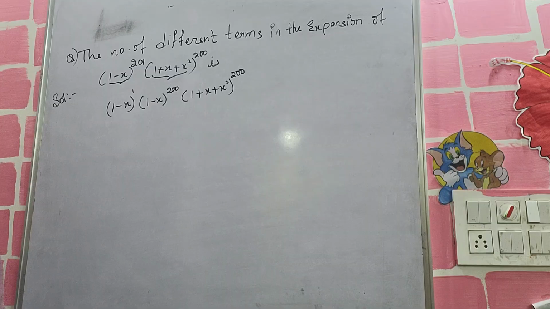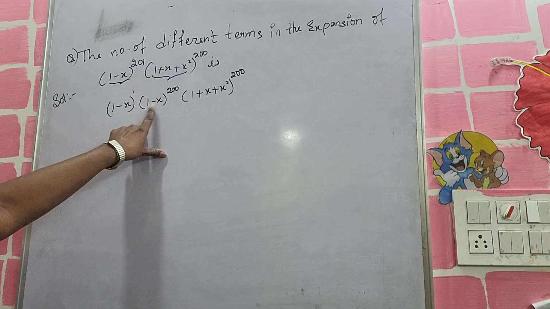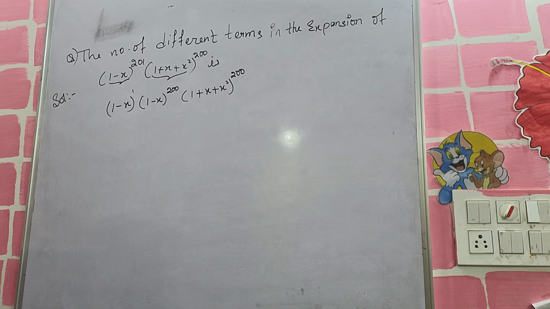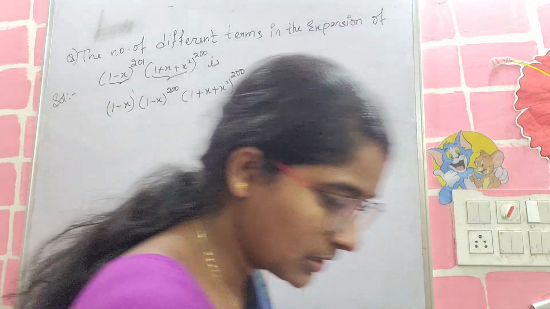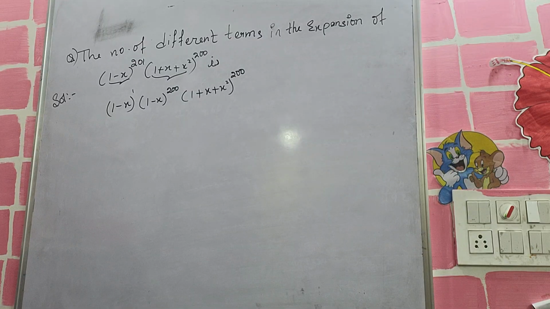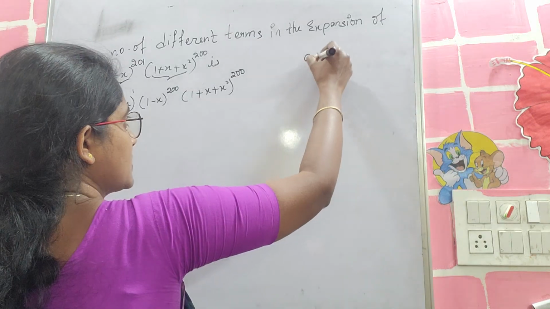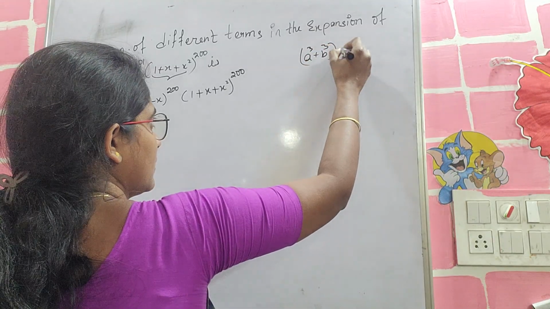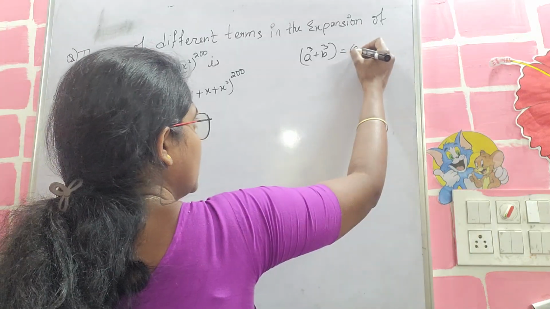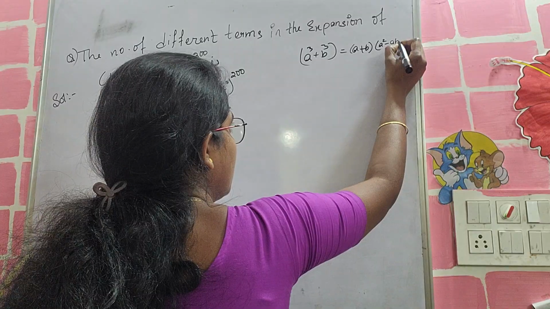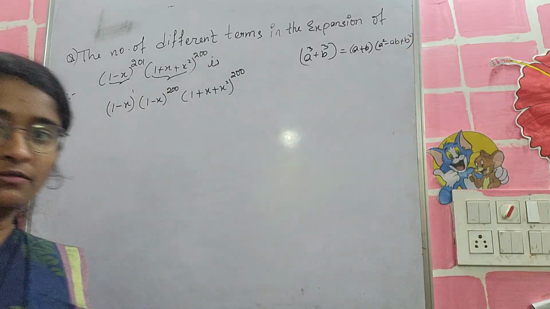Can you see any formula here? 1 minus x into 1 plus x square. I think, are we correct? The question is correct? Yes. So in this case, what is your formula? Do you remember the formula of a cube plus b cube? If it is a plus b, then a cube plus b cube formula is what? A plus b of a square minus ab plus b square.